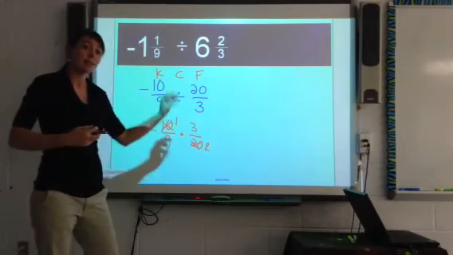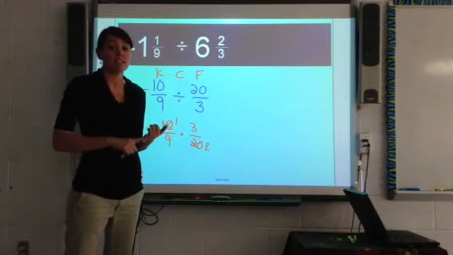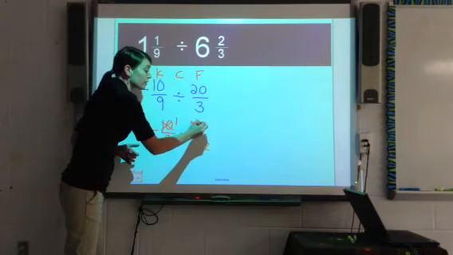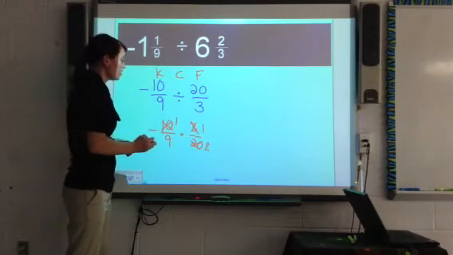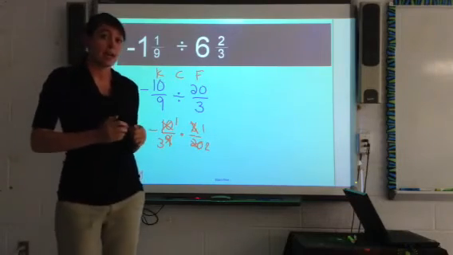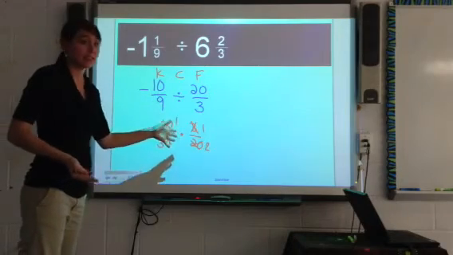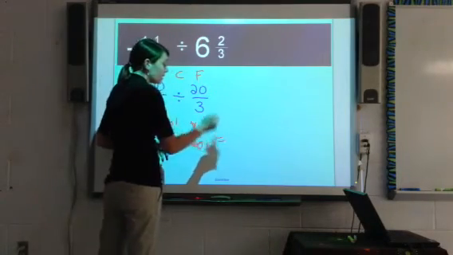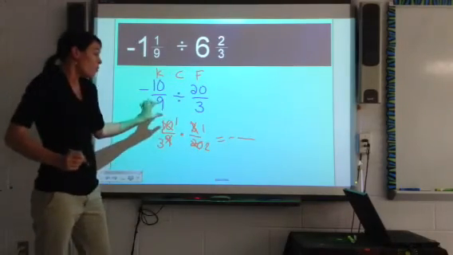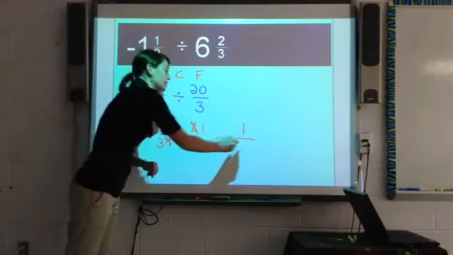We're not done because I have to look at my other diagonal. With 9 and 3, I know that 3 fits into both of them. 3 fits into 3 1 time, so I'm going to cross out that 3 and make it a 1. 3 fits into 9 3 times, so I'm going to cross out that 9 and make it a 3. Now I'm ready to multiply. I have a negative times a positive. Whenever I have a negative times a positive, I know I'm going to get a negative answer. 1 times 1 is 1. 3 times 2 is 6.